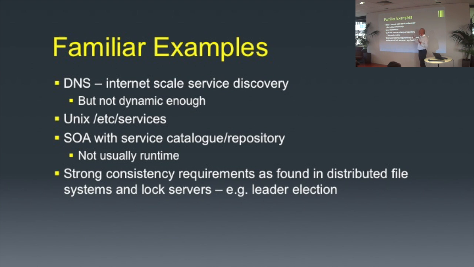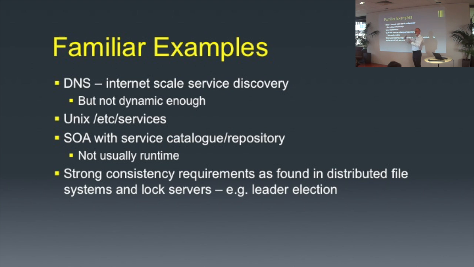So some familiar examples of service discovery. So DNS, internet scale service discovery, but it's not dynamic enough. So if my service fails and I update the DNS record to say, well, don't go to that server, go to the other server, it might take seconds or minutes for it to fail over, and in that time you've lost how many thousands of customers or futures trades or what have you.